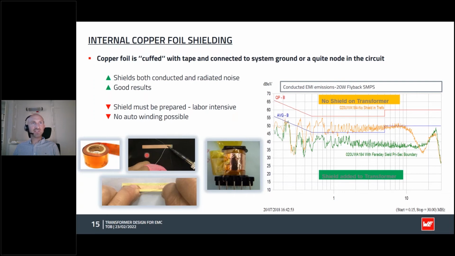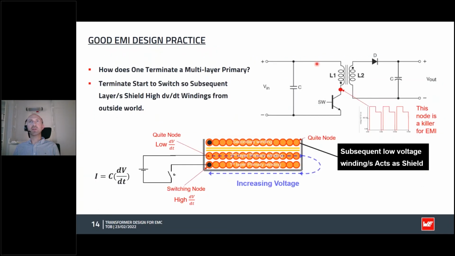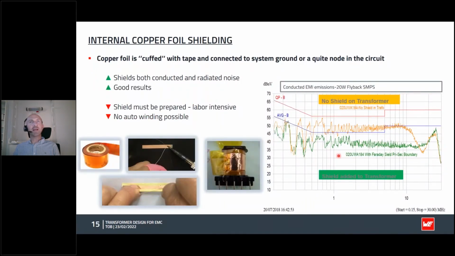Now that shield obviously needs to be connected somewhere on the primary, so you typically have a wire soldered on somewhere on the shield and connected to a quiet node on the power supply. So if we look here, you can connect it to the V bus, which is fine because that's a quiet node, or connect it to your local ground, which is also a quiet node, not to the switching node there, which is the noisy one. And that can have a very, very good impact.